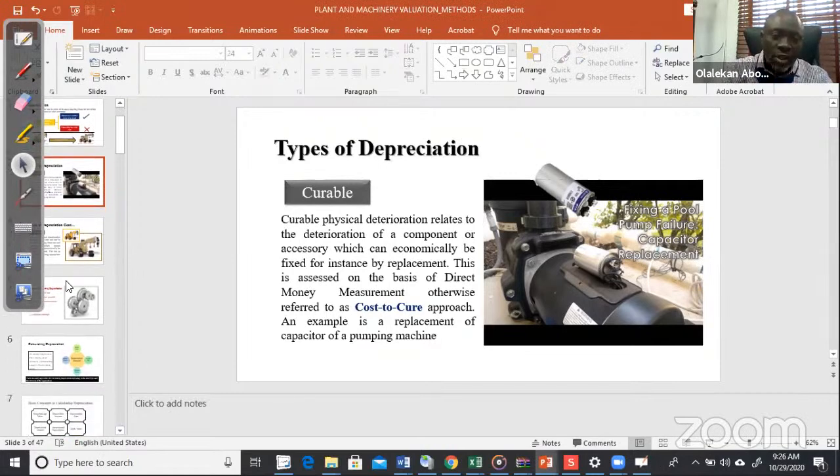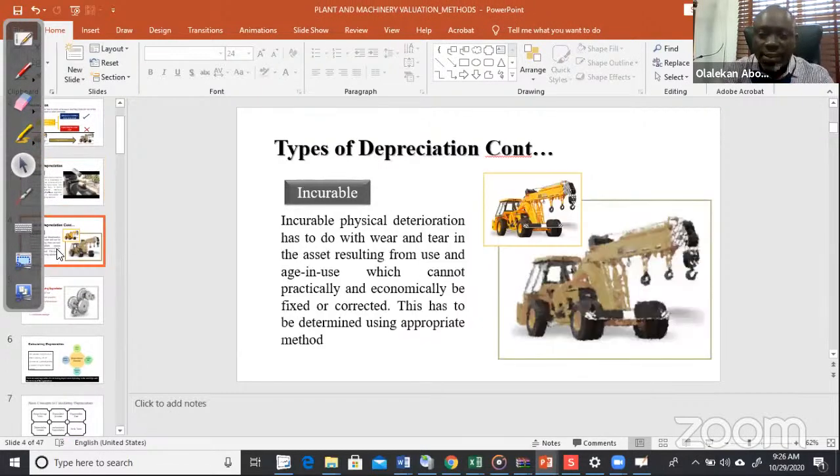Now, having done that, let's quickly see the other type of depreciation. Incurable. Incurable depreciation, the only way to bring it to your perception, for you to appreciate it, is simply put, the element of wear and tear. Wear and tear resulting from usage. Wear and tear, the impact of usage.